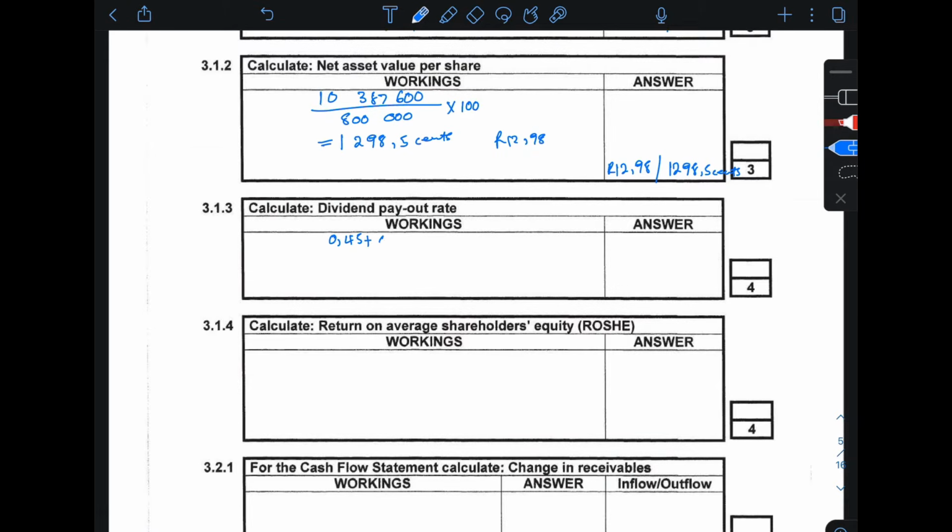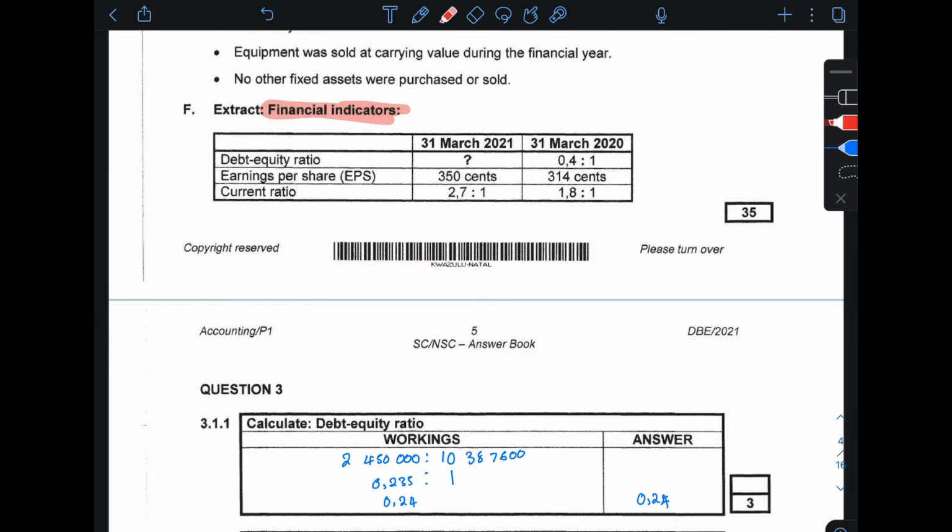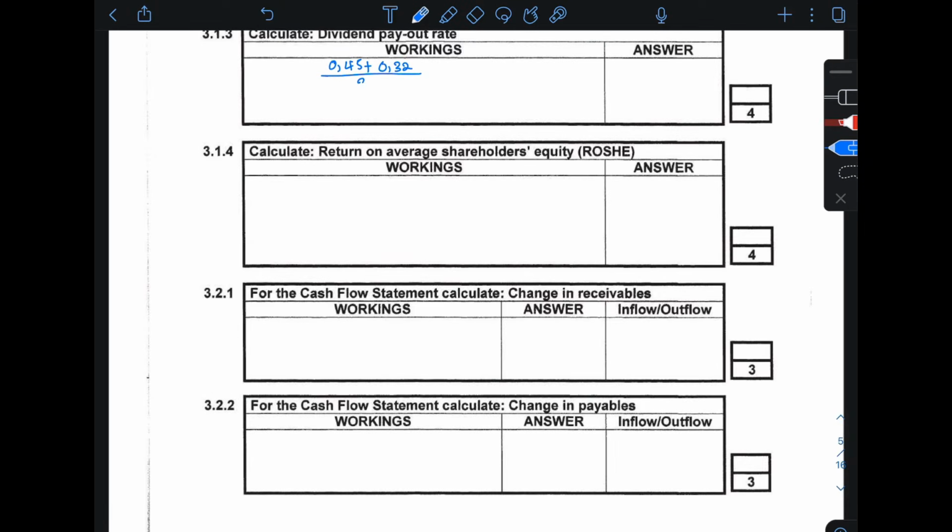0.45 plus 0.32. Now, how much did we earn per share? You go to your information, you are given your earnings per share, which is 350 cents. We earned 350, but we paid a total of 0.45 plus 0.32. Oh, I made a mistake there. It is supposed to be 3.5 rand. So multiplied by 100, because this is a rate, it's supposed to be in terms of percentage.